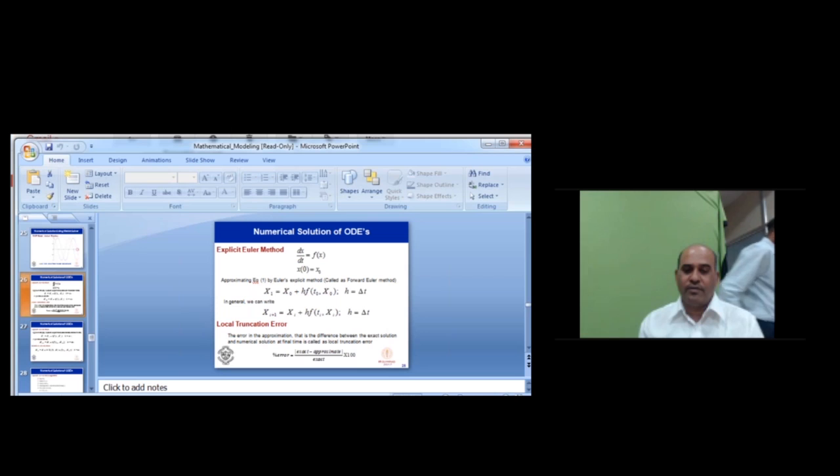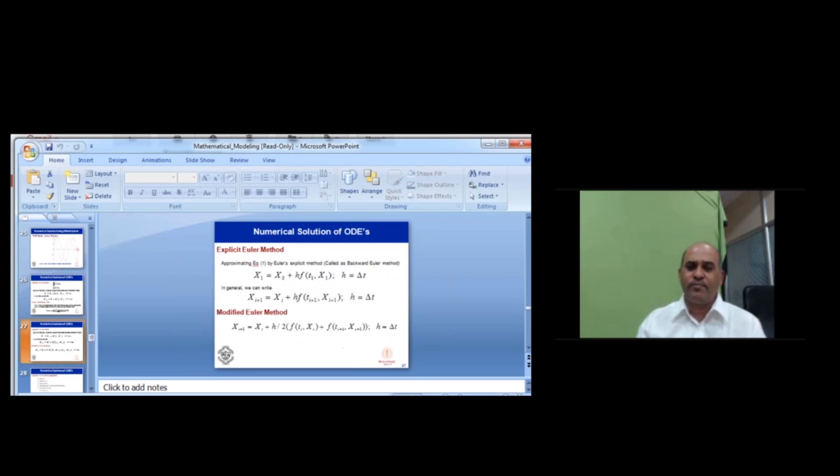This is also called the Euler backward method. It is a very stable method and achieves better accuracy. But the problem of this method is that once you apply it, x of i plus 1 is equal to x of i plus h f of t i plus 1, x of i plus 1. So I'm evaluating my solution at the next point, and I only know the initial condition. If you apply this technique, you will end up with a number of nonlinear equations.